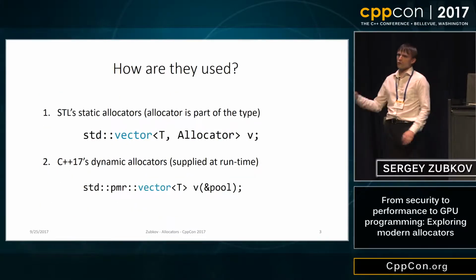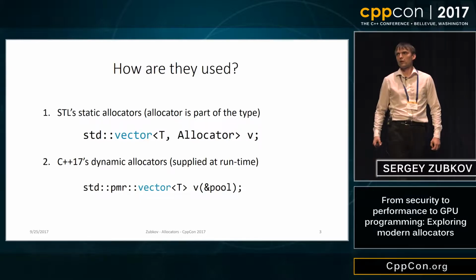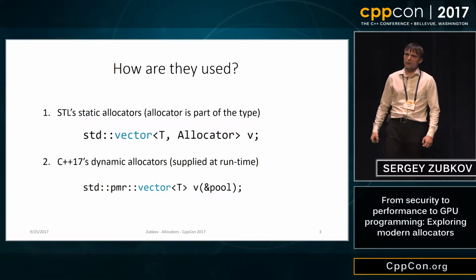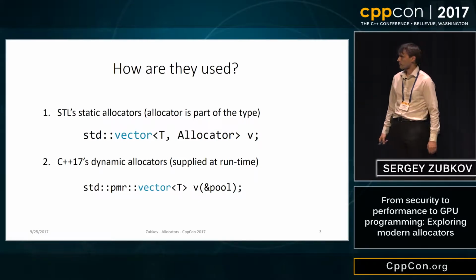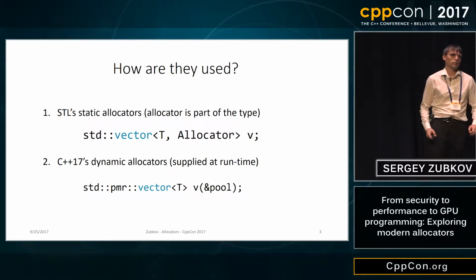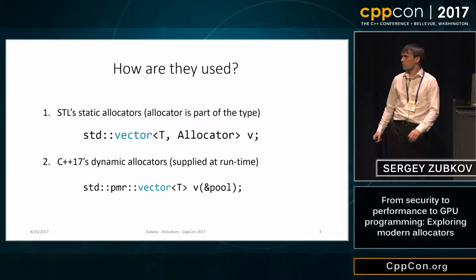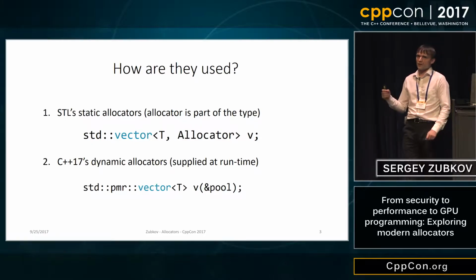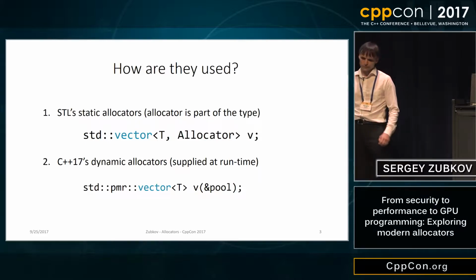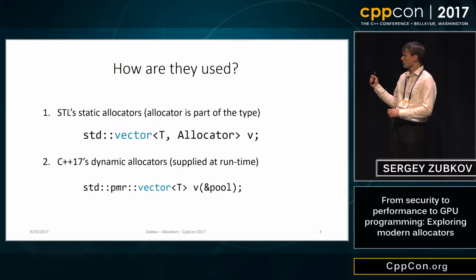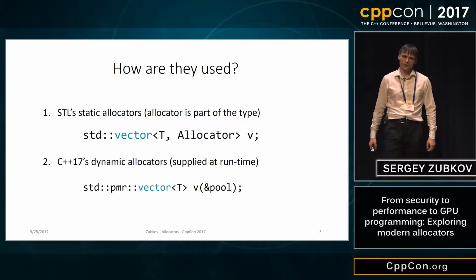And of course, we now have 2 complementary ways to use an allocator in C++. We can provide an allocator as a template parameter, just like any other static policy. Or we can use the C++17 approach and provide the allocator as a constructor argument to one of the containers from the PMR namespace, in which case all the containers have the same type, even though they're using different allocators.